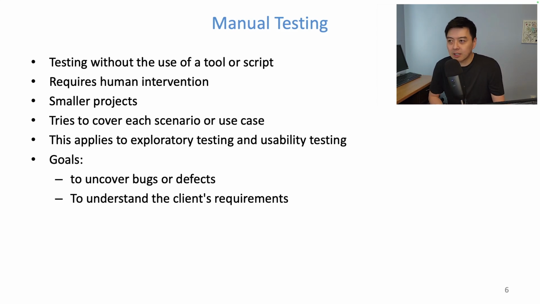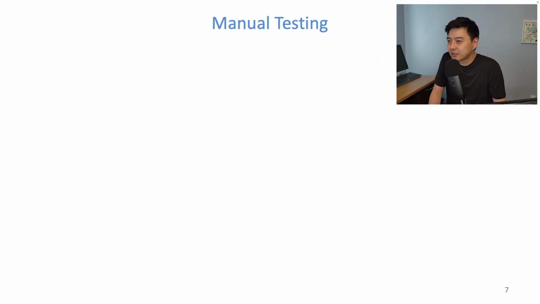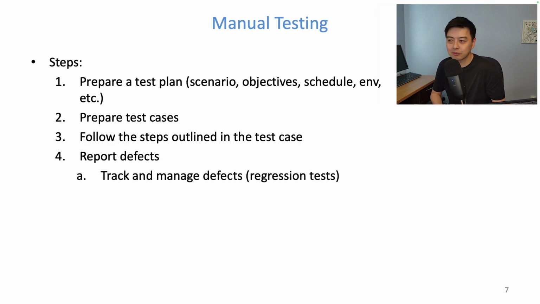All right, the goals of manual testing is to uncover bugs or defects and more to understand the client's requirements, right? So to see if we've actually achieved the client's requirements. All right. So in manual testing, here are generally the steps that we would follow for this type of test. So we would first prepare a test plan. A test plan could involve things like a scenario.